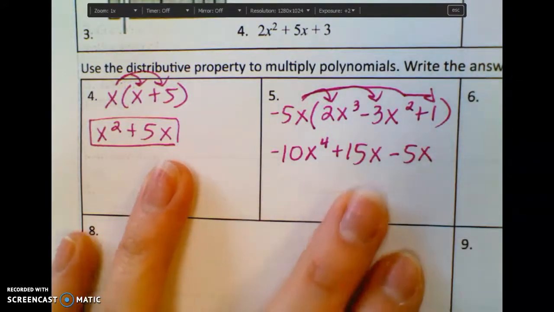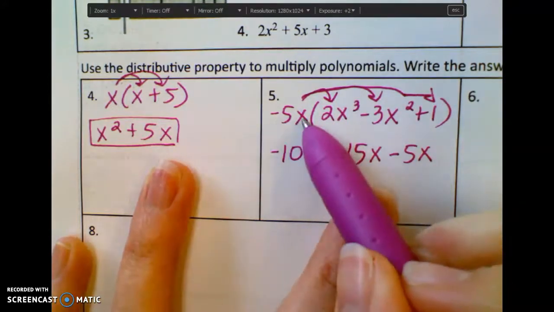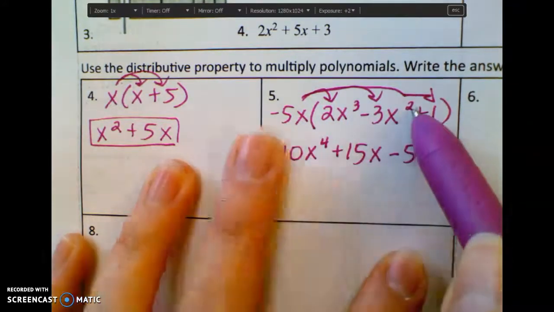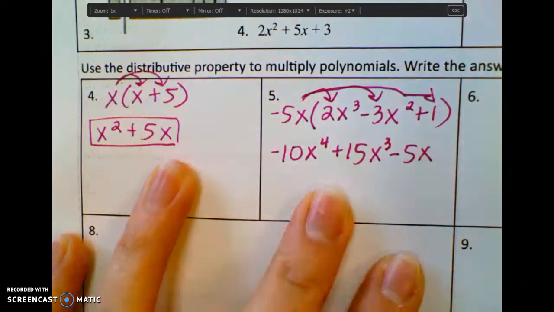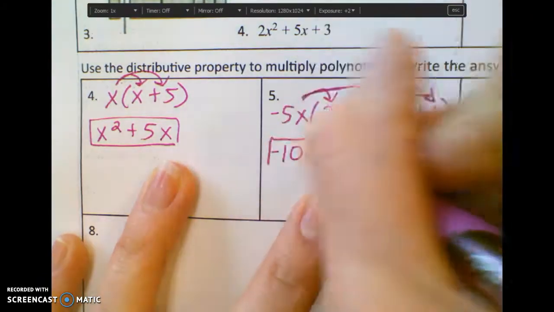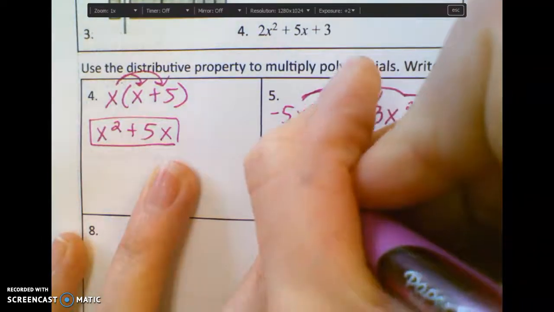Is there something I did wrong here? Yes. Negative 5x times negative 3x squared, what do we do with those exponents? We add them, so that should actually give us 15x cubed. And if you caught that mistake, great job.